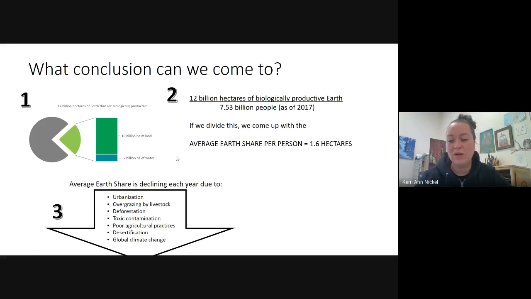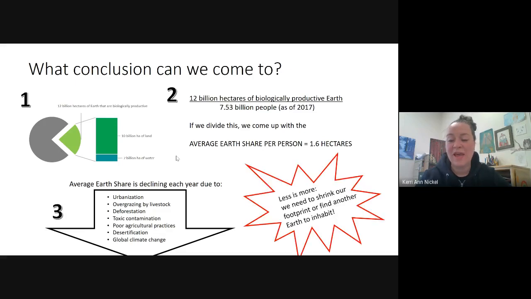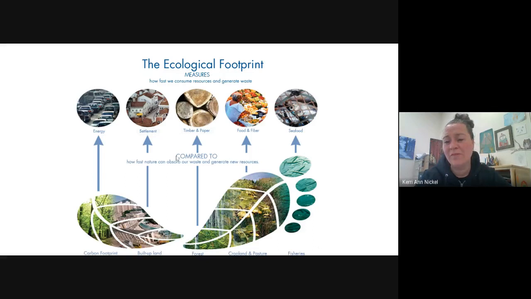And so we need to start thinking about the idea that less is more. Can we do with less? Can we actually shrink our footprint, the kind of resources that we need in order to live? Because otherwise, we might have to consider something like finding another Earth to inhabit. Because if we all continue to grow in our need for resources, this might be a place that we end up. So you've already hopefully seen this diagram in the notes.